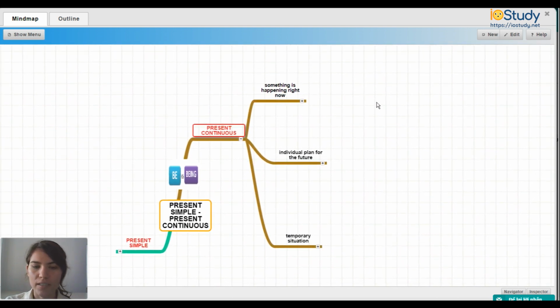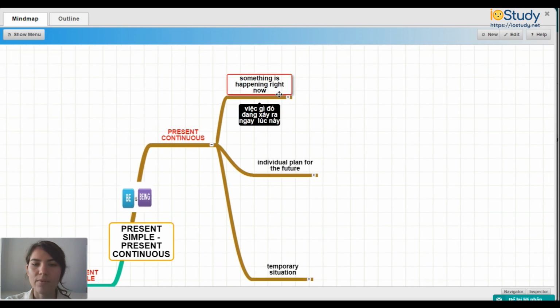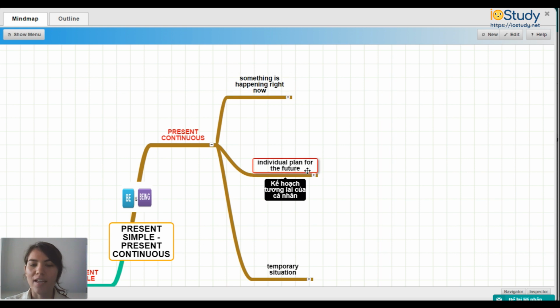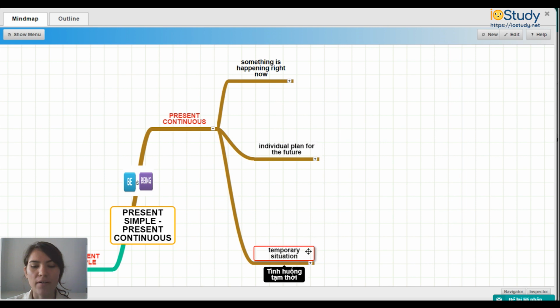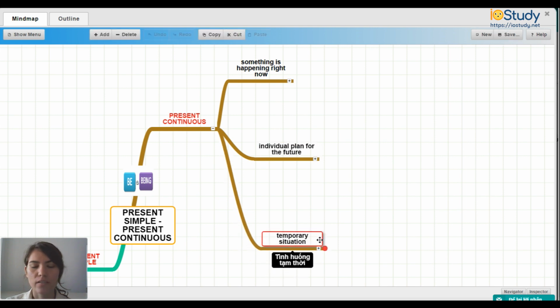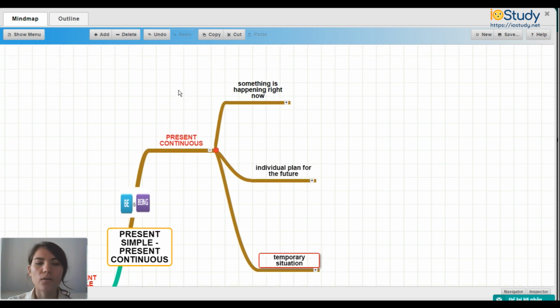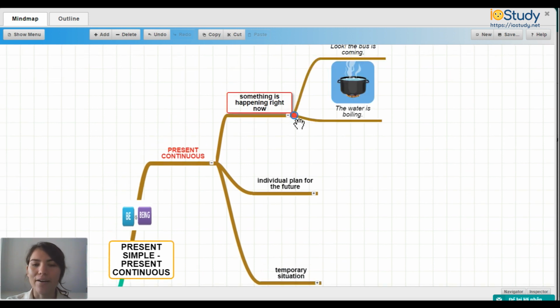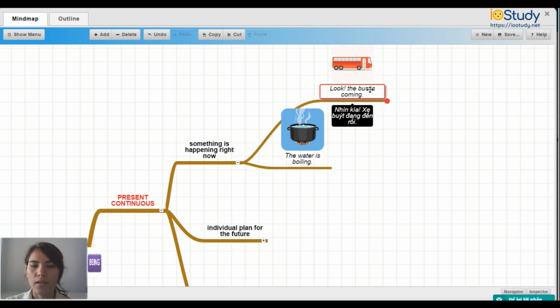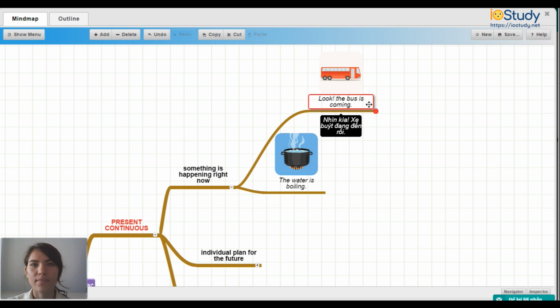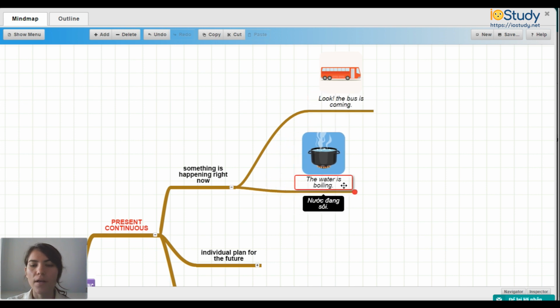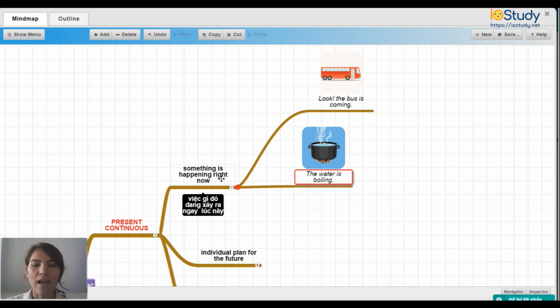So we use the present continuous to talk about something happening right now, and an individual plan for the future. We also use the present continuous in a temporary situation. So, something is happening right now. Let's see some examples. Example number 1. Look, the bus is coming. And number 2, the water is boiling. So in both of these examples, something is happening right now.